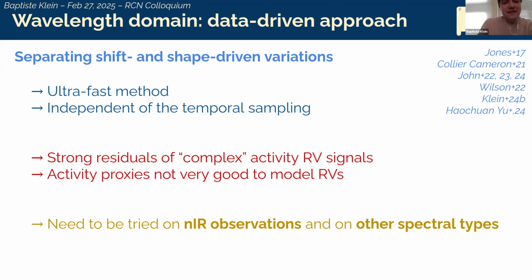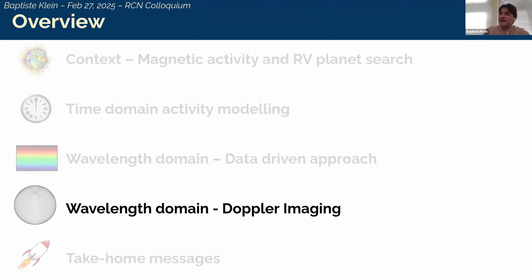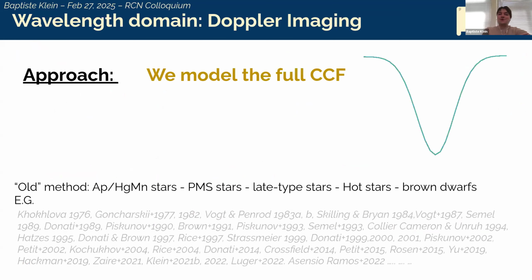Okay, so for the last bit of the talk, I'll be talking about a method I've been working on for quite a long time now, and it's finally giving results. So I'm very excited to show you what I got. So Doppler imaging is a method that's been inspired from medical imaging, and that's been around for decades, literally decades, for modeling the stellar activity on very active stars. So I give you a little glimpse on some of the papers that you can find about Doppler imaging.